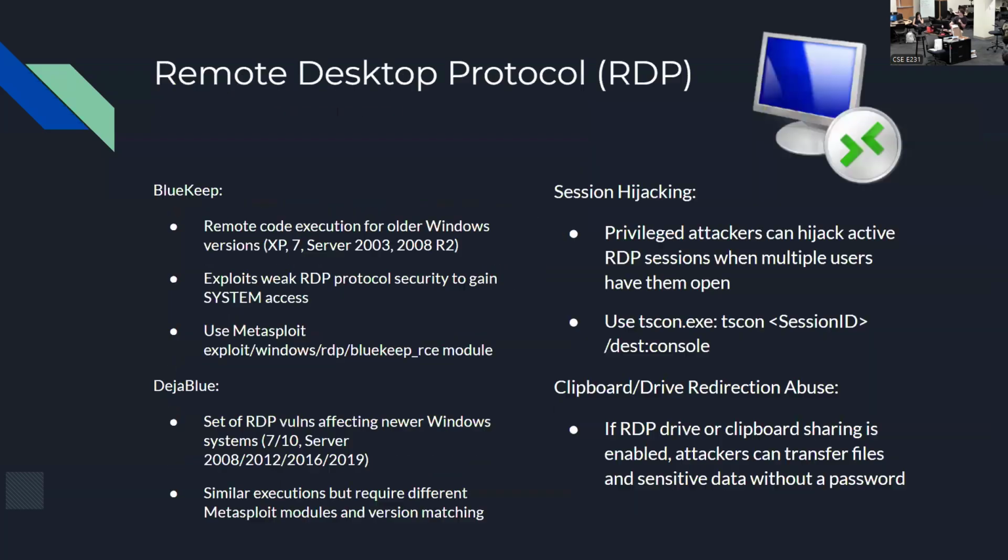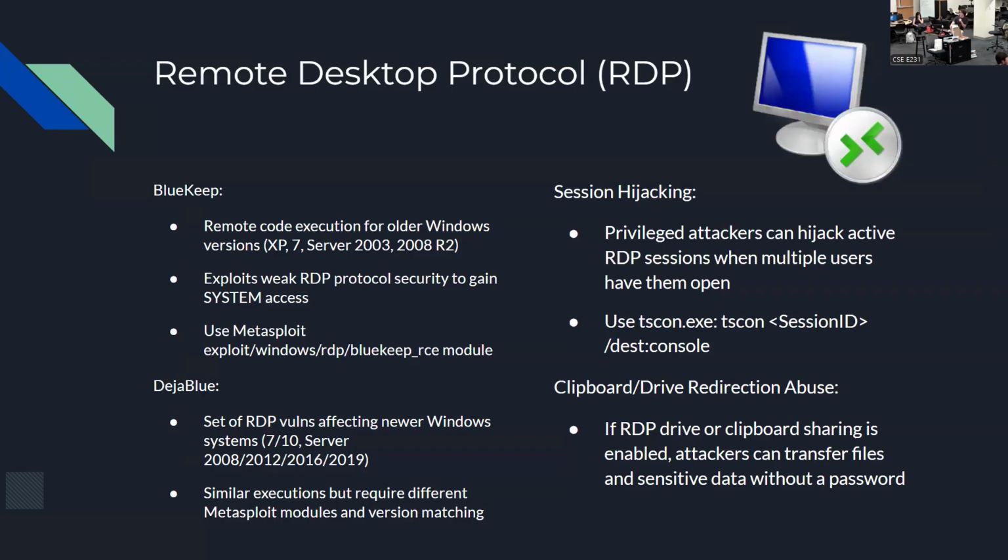Yeah. And then RDP is another major service. The two big attacks on there are BlueKeep and DejaBlue. BlueKeep exploits the weak protocol services, and you get full system access using the Metasploit module, and it's for older systems. DejaBlue is for a lot newer systems, and there's a whole pack of it. There's several different exploits for it. And yeah, you can just match the different modules and the versions to test it out.